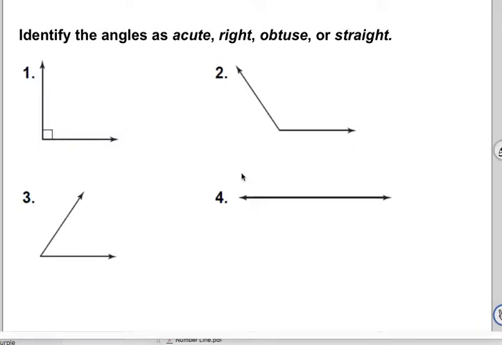Okay, what's the first angle? What is the first angle? Lindsay? Right angle. Okay. What's the second angle? Chance? Chase? Obtuse.